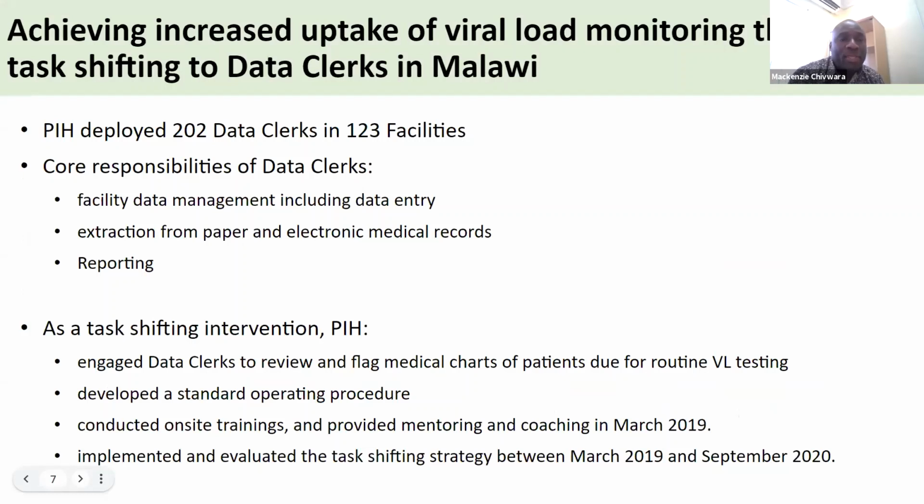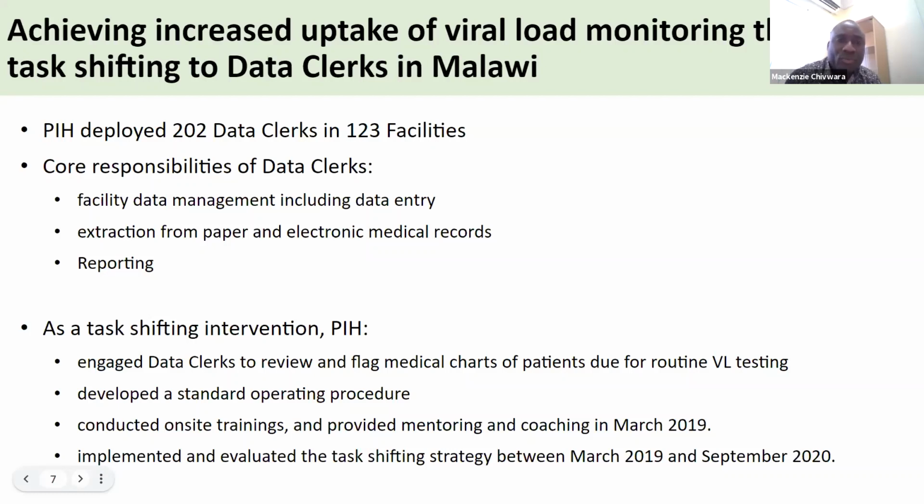So coming to the subject matter of achieving increased uptake of viral load monitoring through task shifting to data clerks in Malawi, I just want to provide a bit of background to Partners in Hope's approach to data management in Malawi. Over time, we have noted that there was need to improve, number one, data quality, but also to support increased PEPFAR data requirements.